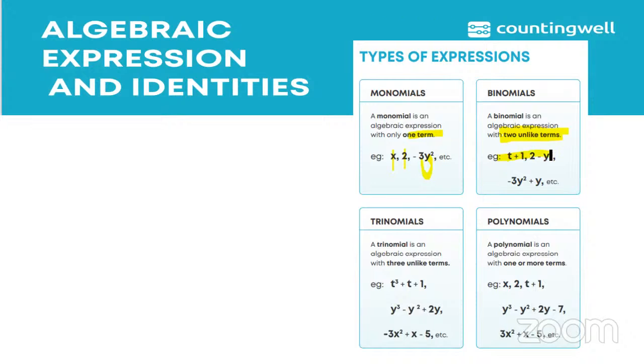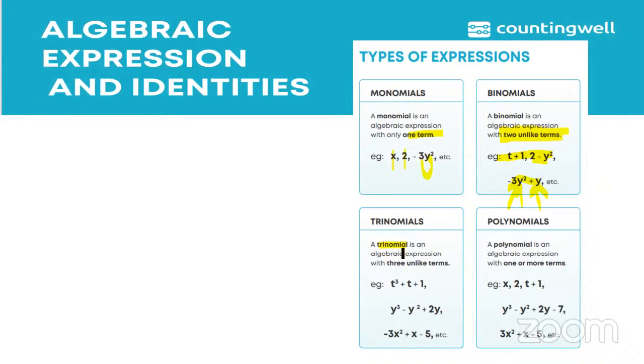Then we have 2 minus y square. So 2 is a constant, y is a variable, and both are unlike, and they are combined using the minus sign. Similarly, minus 3y square plus y is a binomial because it has two terms, minus 3y square and y. Note that these two terms are unlike because they have different powers of the variable y.